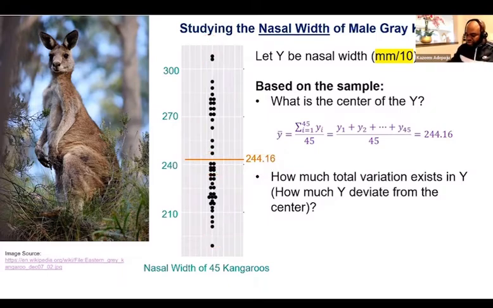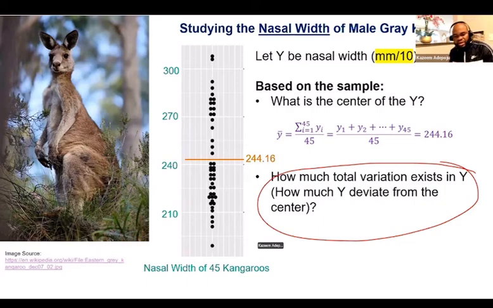Now, the next thing we basically want to do, we actually want to see how much total variation exists in Y. If you really want to do that, the 244.16 that you got, which is the center, we basically want to measure how much Y deviates from the center. I'm going to say that again. When you take female kangaroos, we have 45 of them. We're basically going to have different values in terms of NASA weight.